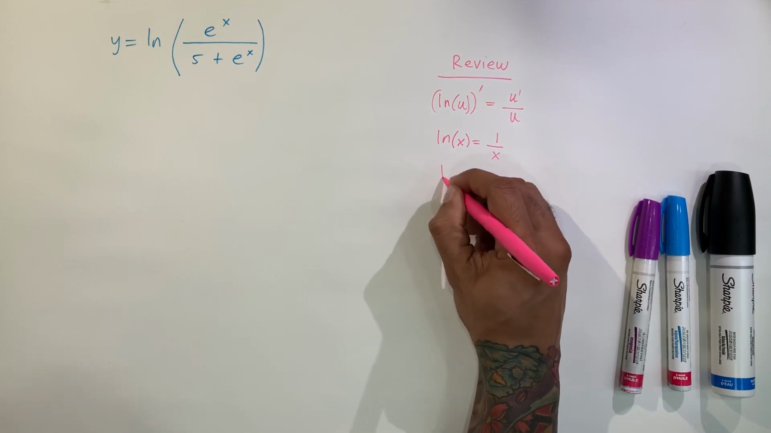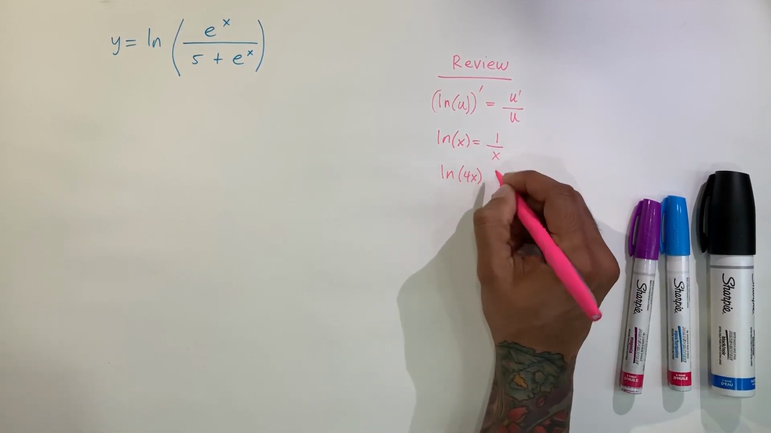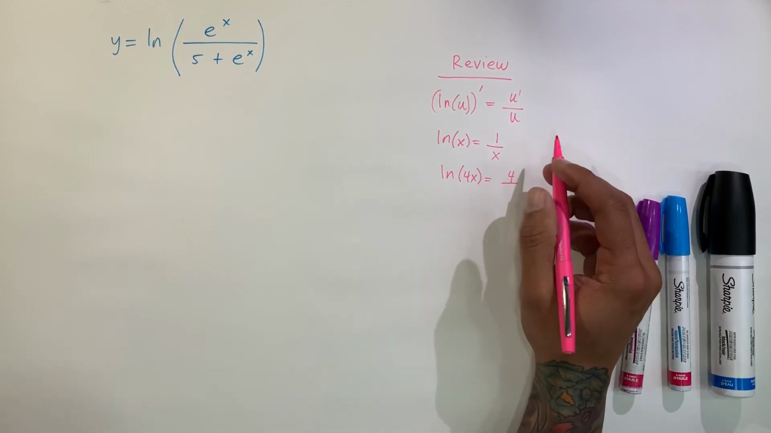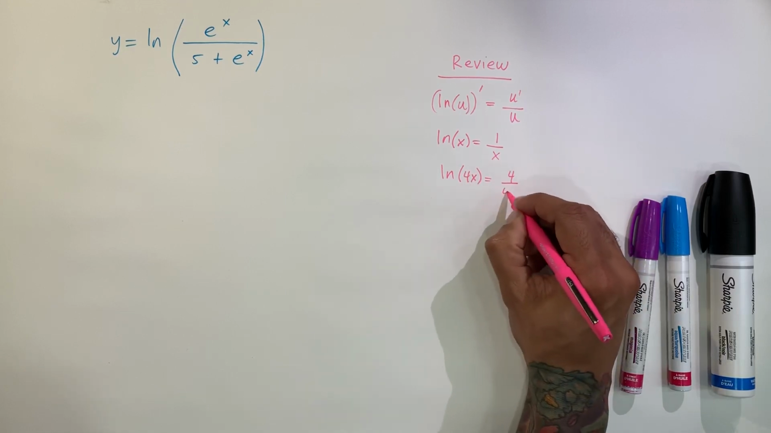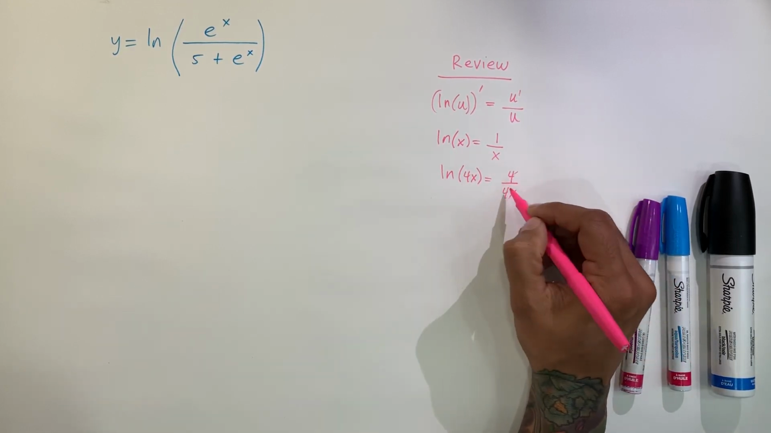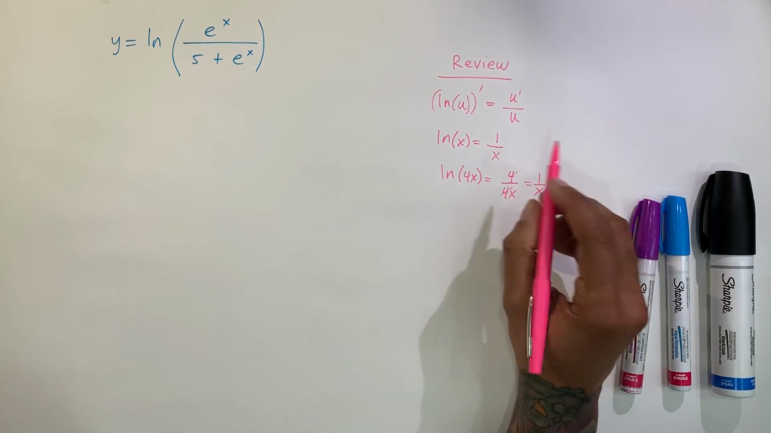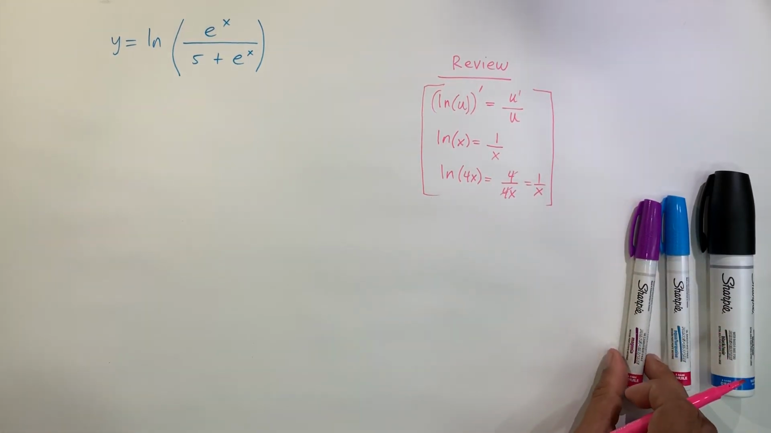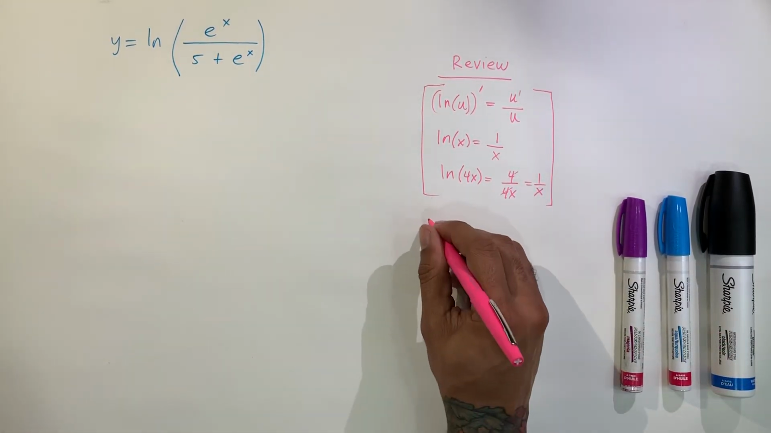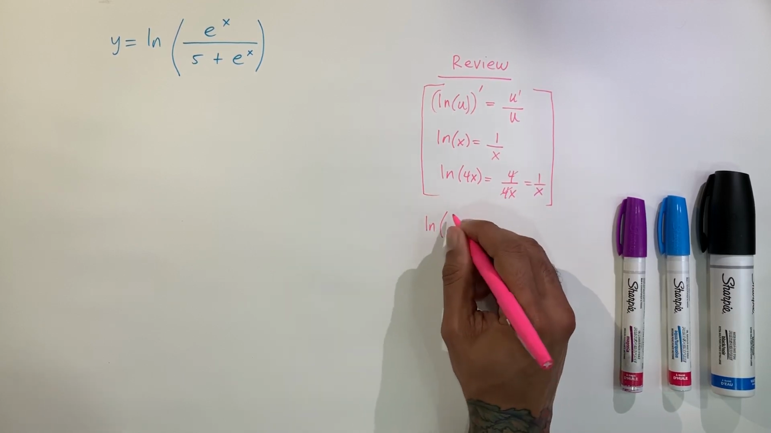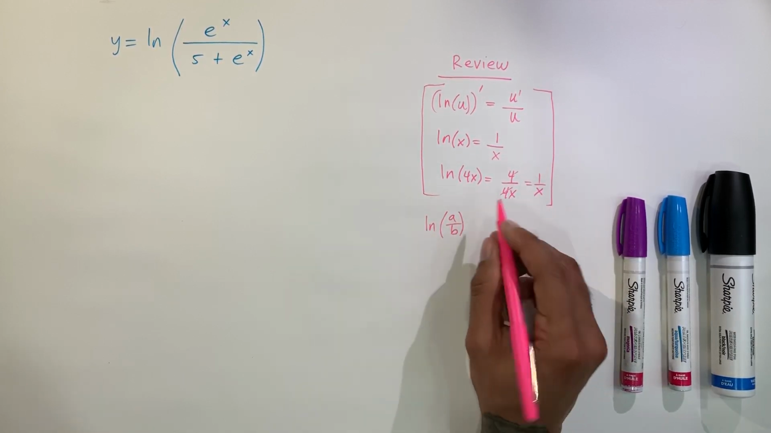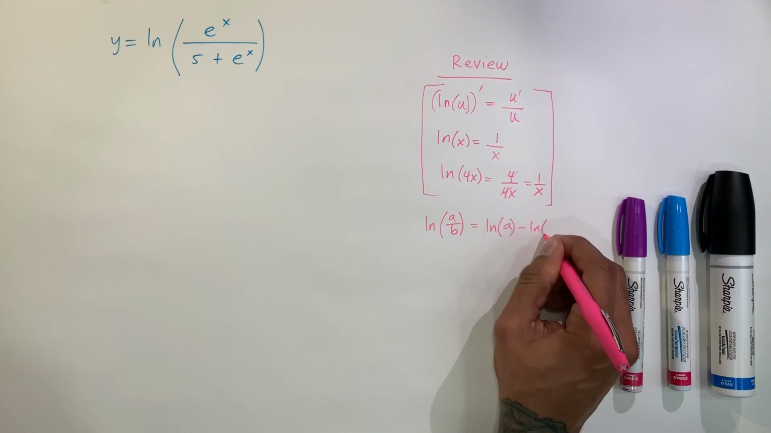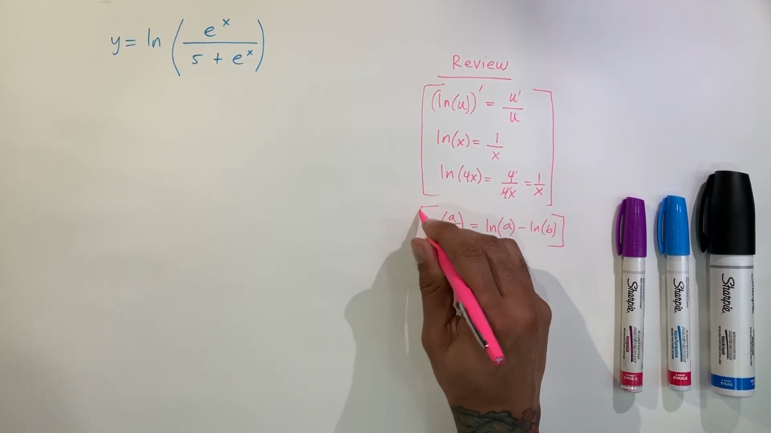So if we were to put a number inside of it, we got ln of 4x, for example. We would have the derivative of whatever's inside up here, which is 4, over whatever's inside, 4x. The 4's cancel, and you end up with 1 over x again. Okay. Another property we have is also with the ln's. So we have a fraction, ln of a over b. We can rewrite that as ln of a minus ln of b. Okay, just some properties of ln.